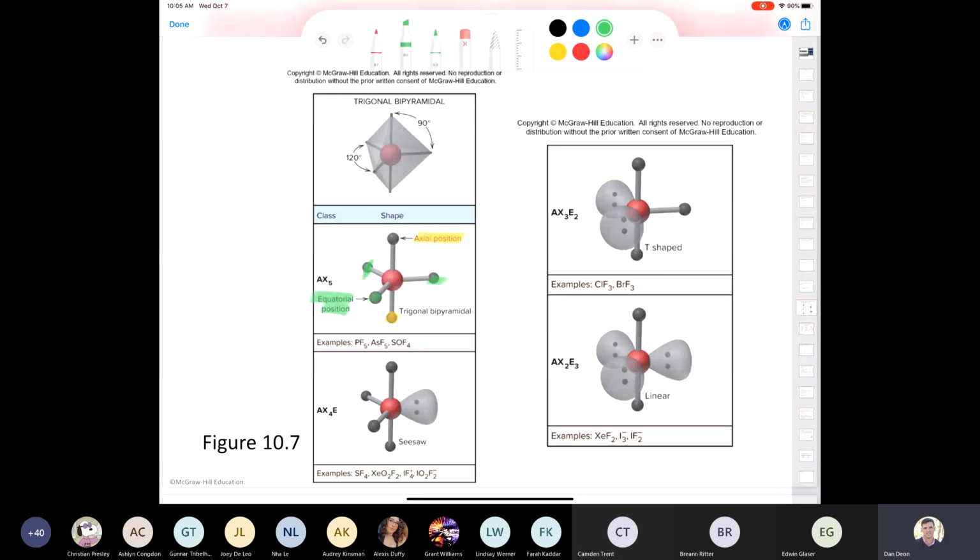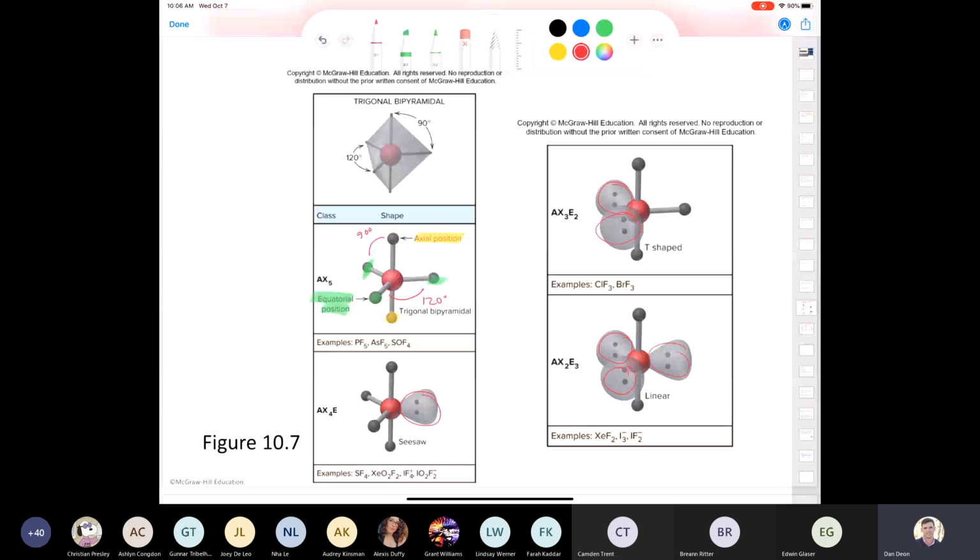Again, the bond angles that we looked at earlier this morning were 90 degrees here and then 120 degrees here. I'm not going to reteach that. If you remove one of those atoms and replace it with a lone pair, you get what's called a seesaw. If you remove two of them, you get what's called a T-shape. And if you remove three of them, then you get something that's linear.